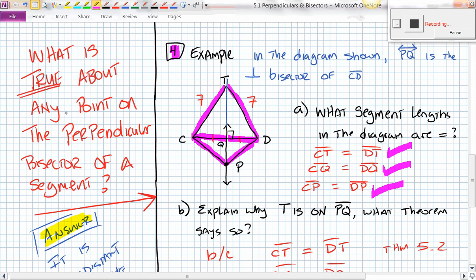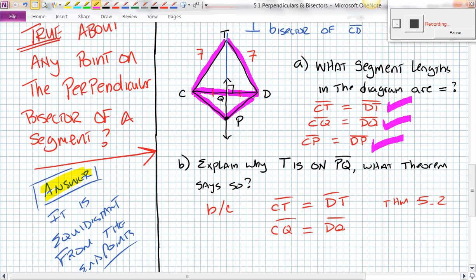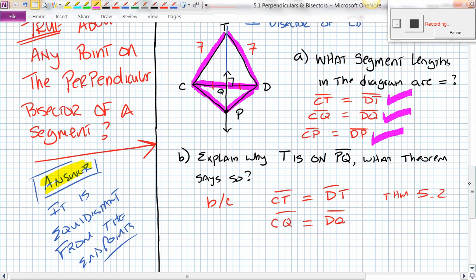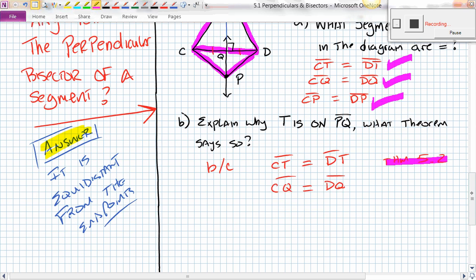So here you go. What is true about any point on the perpendicular bisector of a segment? That it is equidistant from the endpoints. So if C and D are the endpoints, they're equidistant. And it says, explain why T is on PQ, and what theorem says so. Well, we know that CT is equal to DT, so that tells us that it must be the perpendicular bisector, so theorem 5.2 allows us that.